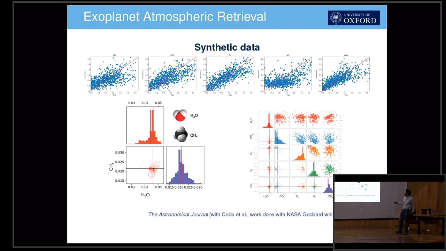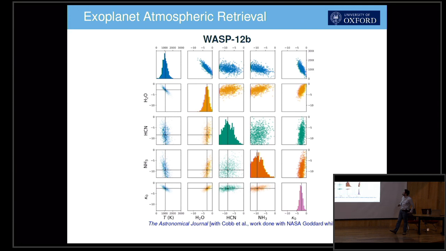This is actually work that was done together with Adam Cobb and NASA Goddard while at NASA FDL, and it was published at the Astronomical Journal a couple of years ago. And we can actually evaluate this model on the actual WASP-12b exoplanet that we saw before. We can actually see, look at that, we have water in the exoplanet.